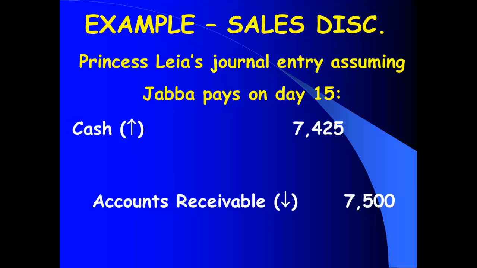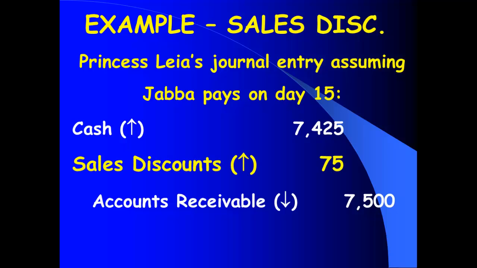It goes to sales discounts, a contra account to sales. Sales goes up with a credit, so sales discounts goes up with a debit. Debit cash for what I get, credit accounts receivable for the total. The discount they take goes to sales discounts, a contra account to sales.